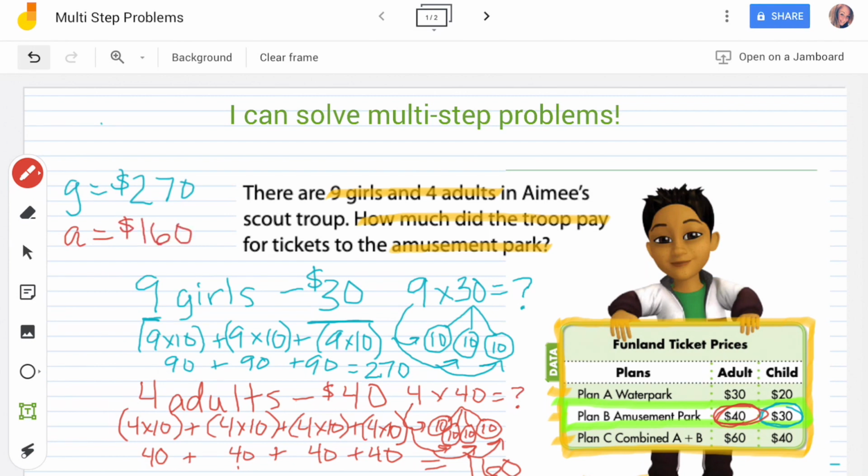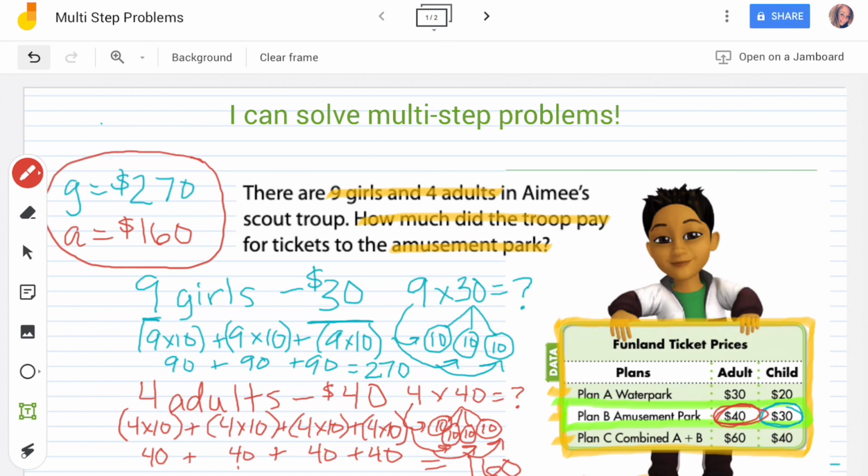That tells me that the cost for the adults equals $160. So now I have 2 amounts, and I need to figure out how much money it cost total for the troop to go to the amusement park. What can I do with those 2 amounts to help me find my answer?